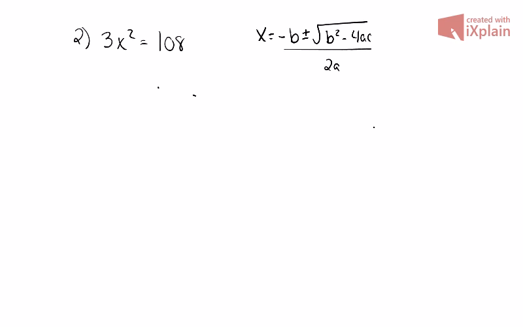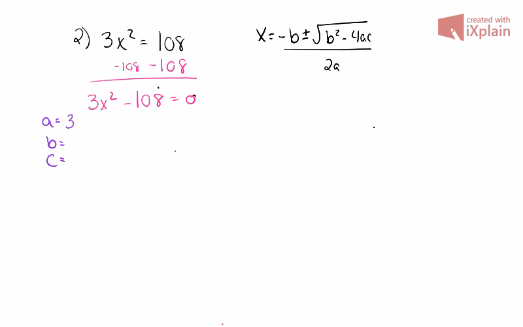Alright, and remember, in order to use this formula, I have to have my equation set equal to 0. So what I'm going to do is subtract this 108 from both sides here. And I would have 3x squared minus 108 is equal to 0. Okay, now what I want to do is identify what a, b, and c all are. Remember that a is the coefficient of my squared term, so in this case a is 3.